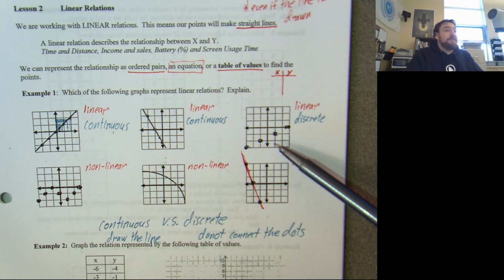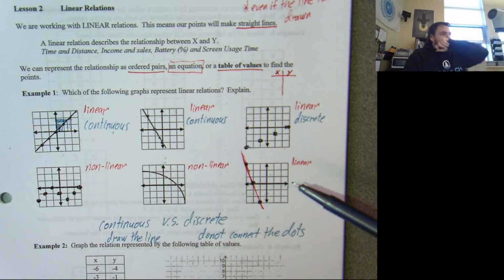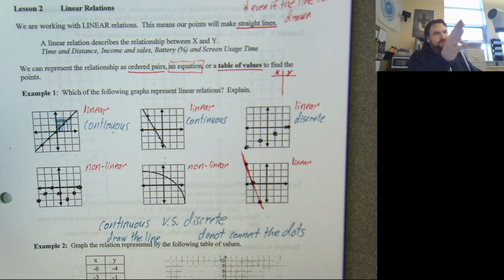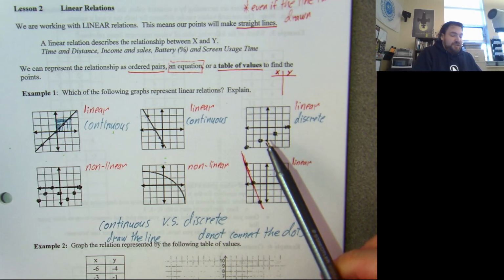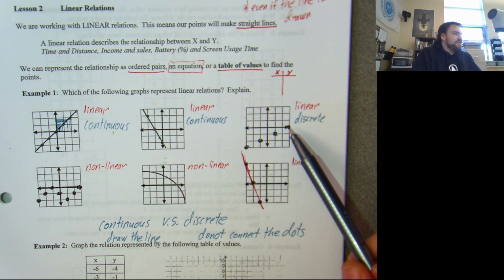Or if you're counting the number of people, there's no such thing as a fractional person. You could have a short person, you could have an amputee. They still count as a whole person. So you wouldn't connect the dots. You couldn't say, well, I can have 1.5 people. It doesn't make sense. There's no such thing as a half a person.